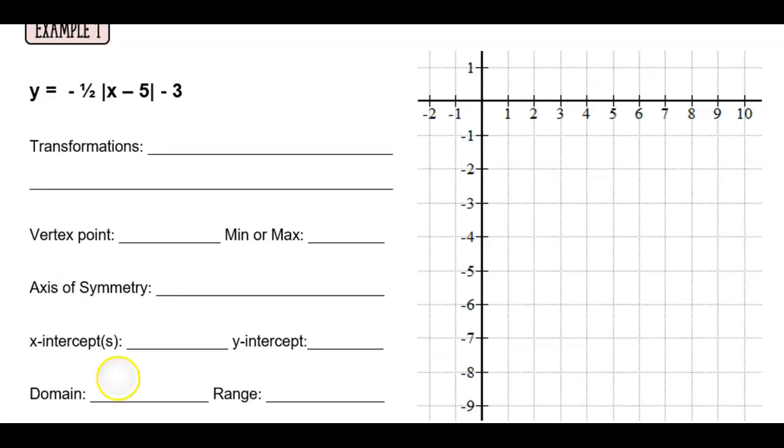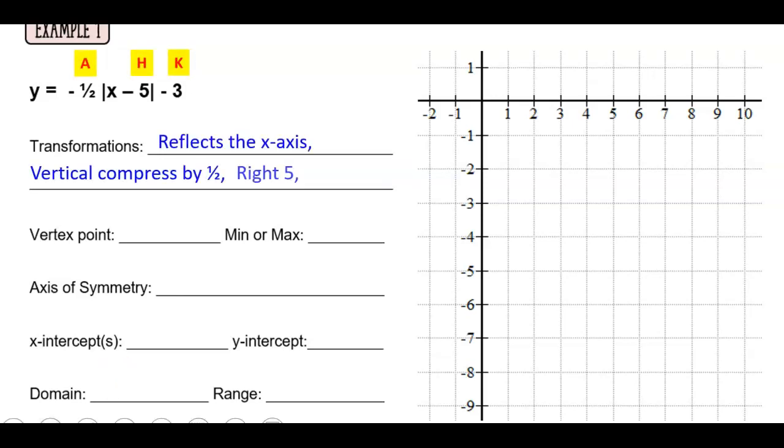Okay? So let's go ahead and write this down, please. It reflects across the x-axis because of that negative sign. It's vertically compressed because the 1/2 is less than 1. Right 5 because insiders lie. Down 3, outsiders do not lie. Outsiders are trustworthy somehow.